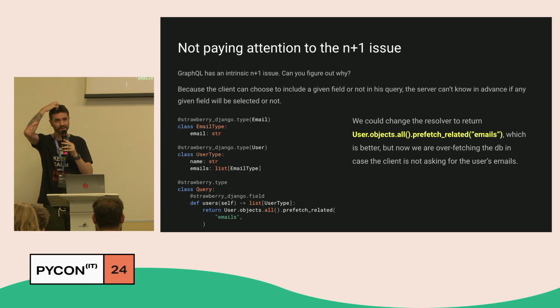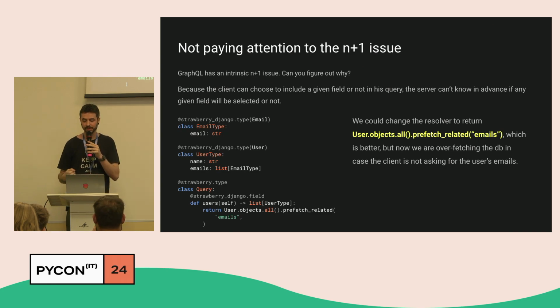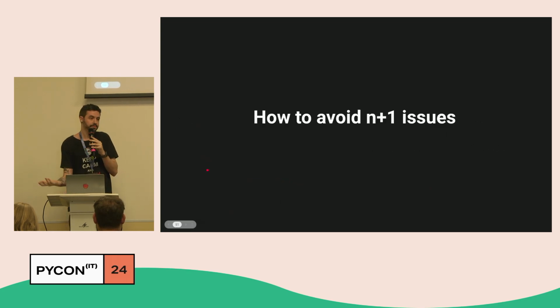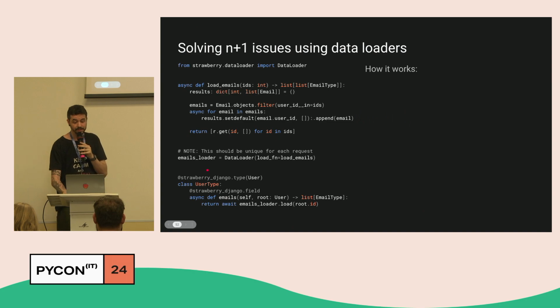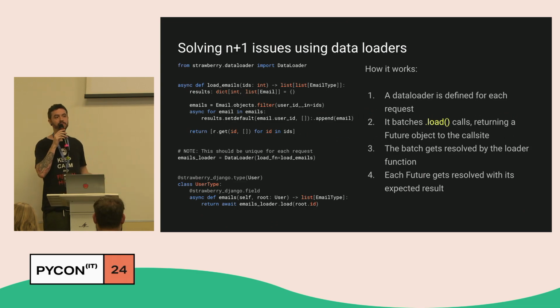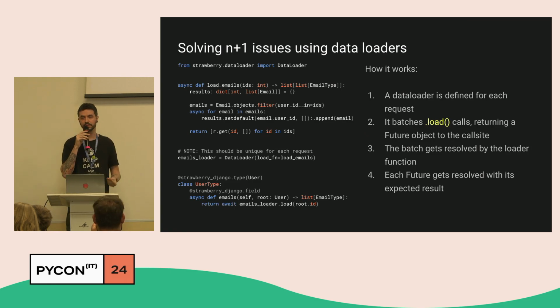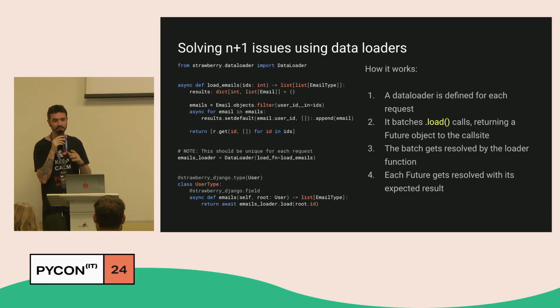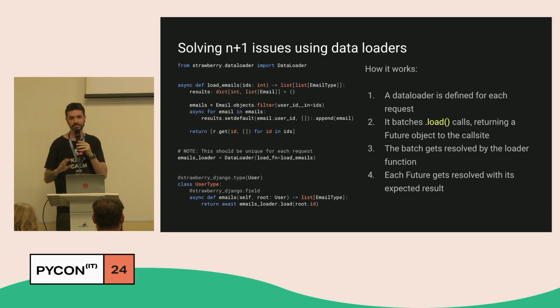But we are still retrieving a lot of data that we are not going to need if the user is not asking for emails. So how can we avoid that? The basic solution for that is using data loaders, which is mostly an async solution. So if you are using non-async Django, it's going to be harder for you. There are some solutions out there, but I'm not sure how well they are working.